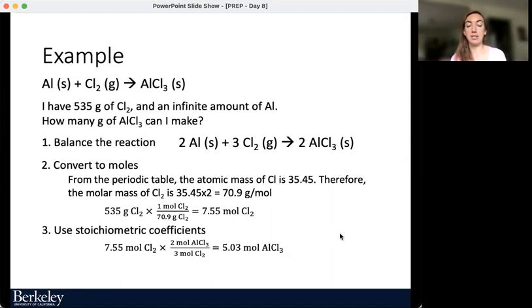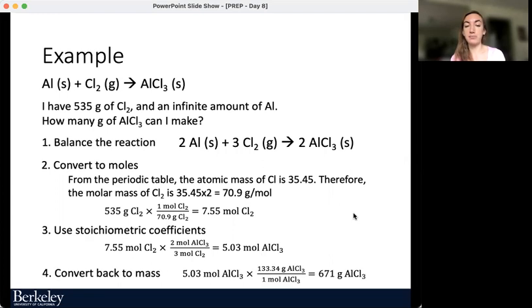And then the last thing I need to do is I asked how many grams of AlCl3 can I make? So I just have to convert 5.03 moles to grams. I looked up the molar mass of AlCl3 using the periodic table. 5.03 moles of AlCl3 times 133.34 grams of AlCl3 per mole gets me 671 grams of AlCl3. So that means that if I use up 535 grams of chlorine, I can make 671 grams of AlCl3.